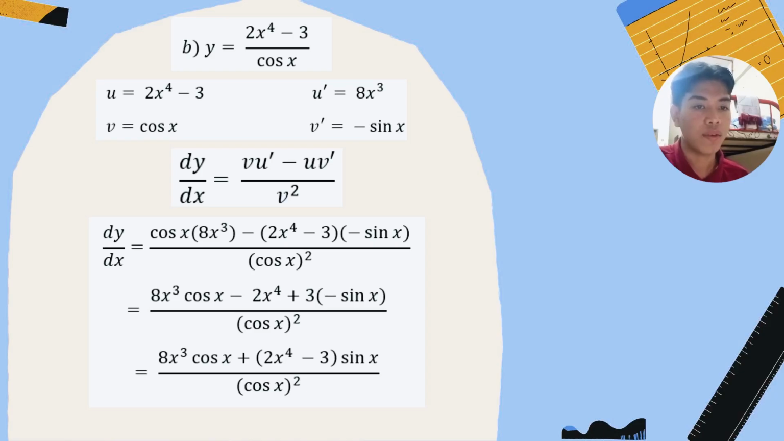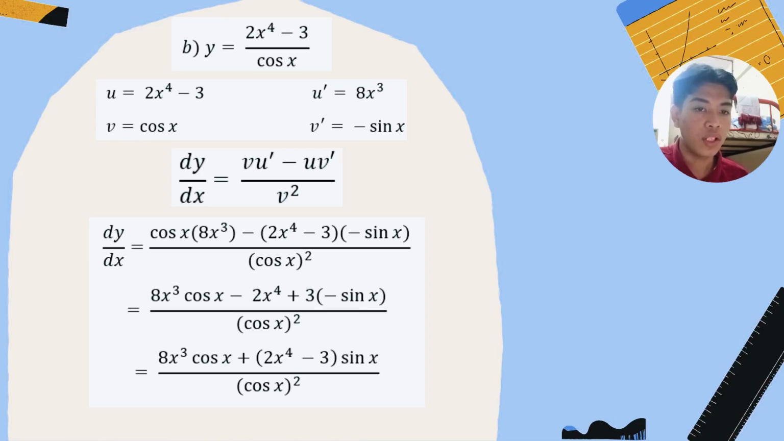Firstly, let's identify our numerator as u and our denominator as v, and find their individual derivatives. Our numerator here is u equal to 2x to the power of 4 minus 3, and using the power rule, the derivative u prime simply becomes 8x to the power of 3.